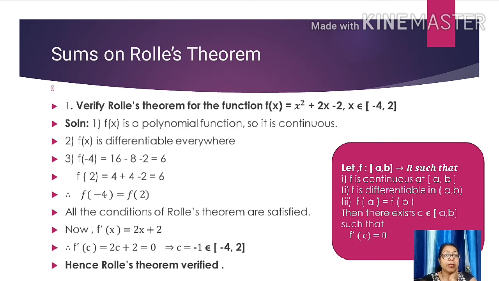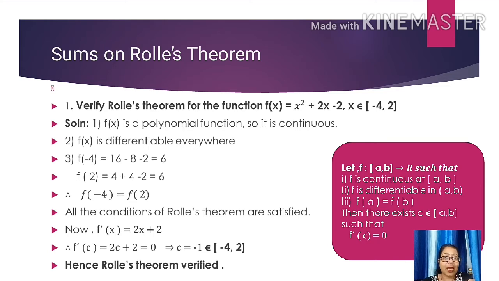Now let us check f of minus 4 and f of 2, the functional values at minus 4 and 2. Both we are getting the same, 6 here. So f of minus 4 is equal to f of 2, that means all three conditions are satisfied. So there will be a point c belonging to (-4, 2) such that f dash c is equal to 0.